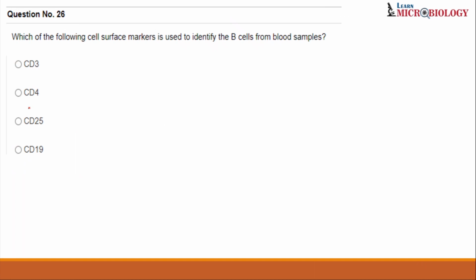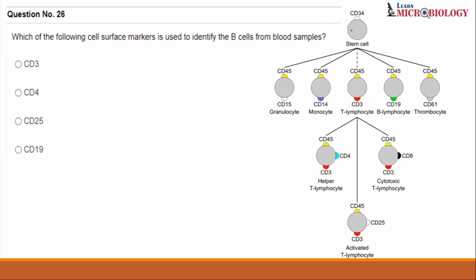Question number 26. Which of the following cell surface markers is used to identify the B cells from the blood samples? Option A CD3, option B CD4, option C CD25, option D CD19. For this, we should know about the surface cell markers of different cells, and here it is mentioned about your B cells. Let's first understand about your stem cells.